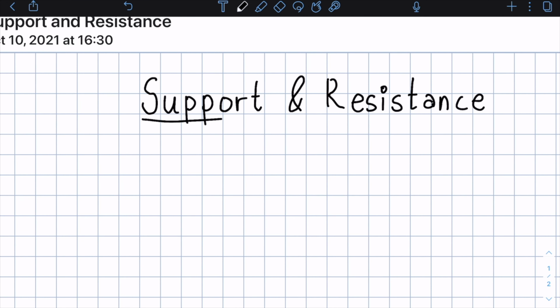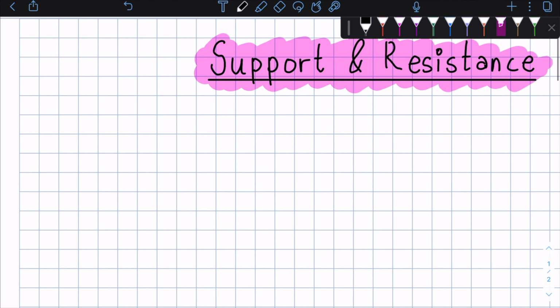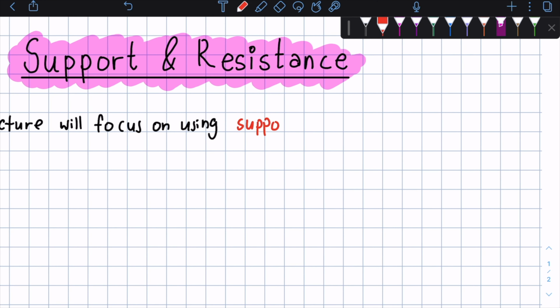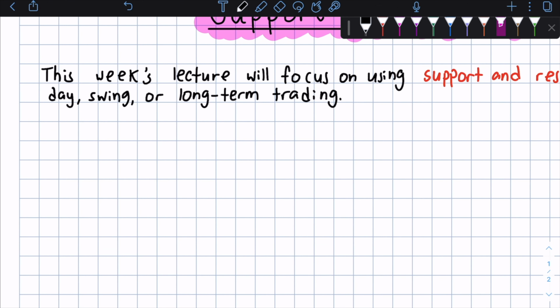Today we're looking at support and resistance levels, and this is to utilize in your trading. So welcome. And this week's lecture, as I mentioned, focuses on the idea of support and resistance levels and how we can utilize these for your day trading, swing trading, and investing purposes.